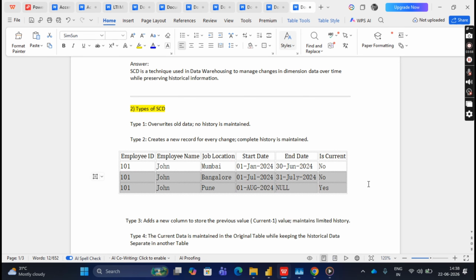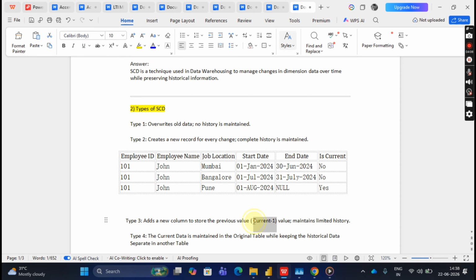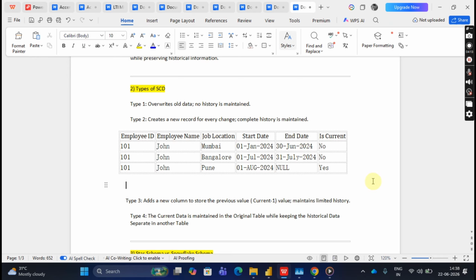So in this case, only Pune and Bangalore will be stored for SCD type 3. It stores only limited history, that is the current value and current minus 1 value. Okay, so you are clear with SCD type 3. In SCD type 4, the current data is maintained in the original table while keeping the historical data separate in another table. SCD type 5 and type 6 are hybrid types. It basically consists of type 1, type 2, type 3. But the interviewer would not be very much interested in knowing these types.